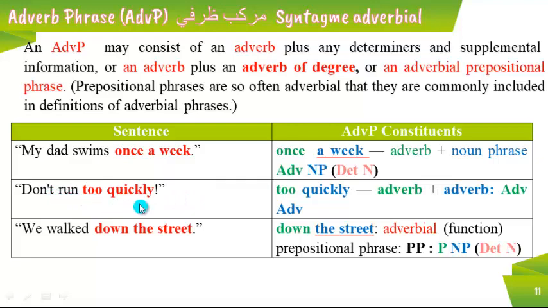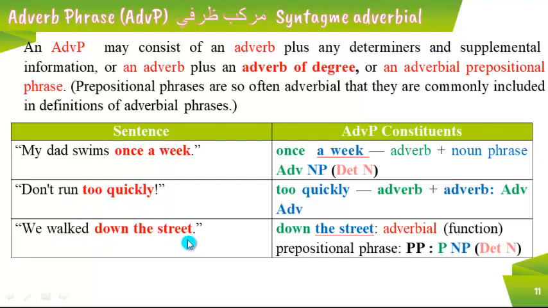Don't run too quickly. So too is adverb, and quickly is another adverb. So here too, it is an adverb. It functions also as intensifier, and the head word, the head adverb, is the adverb quickly. So adverb plus adverb. So why do we call it head? Because if you omit too, no problem, don't run quickly. But if you drop quickly, don't run too, it's not meaningful.